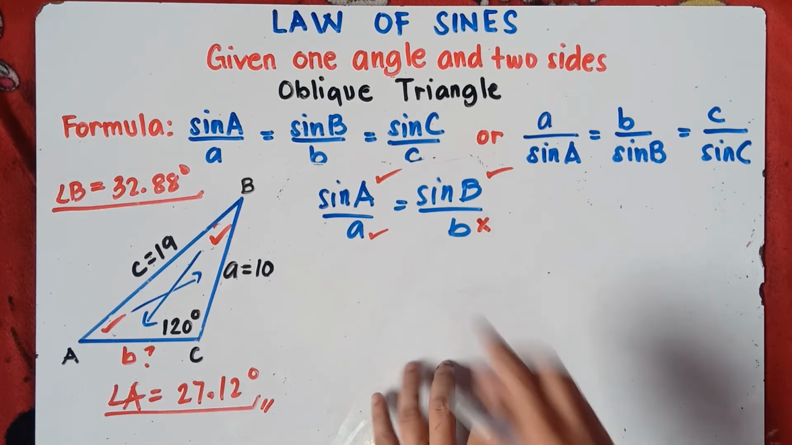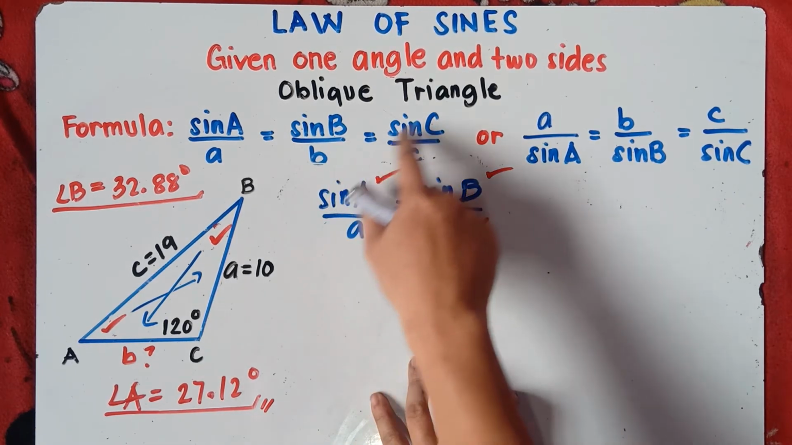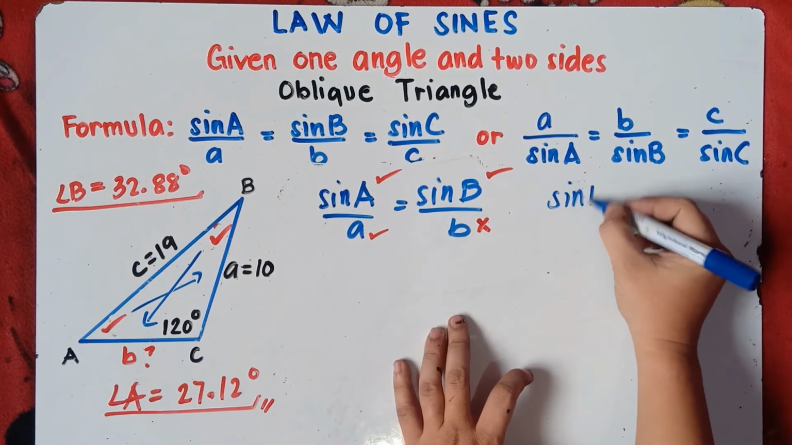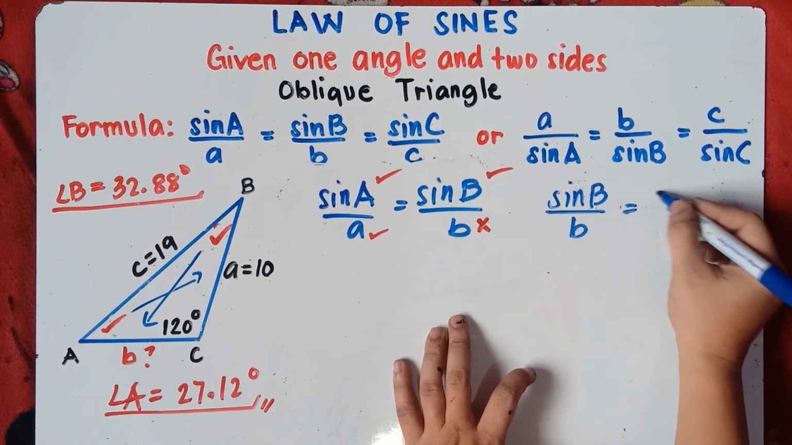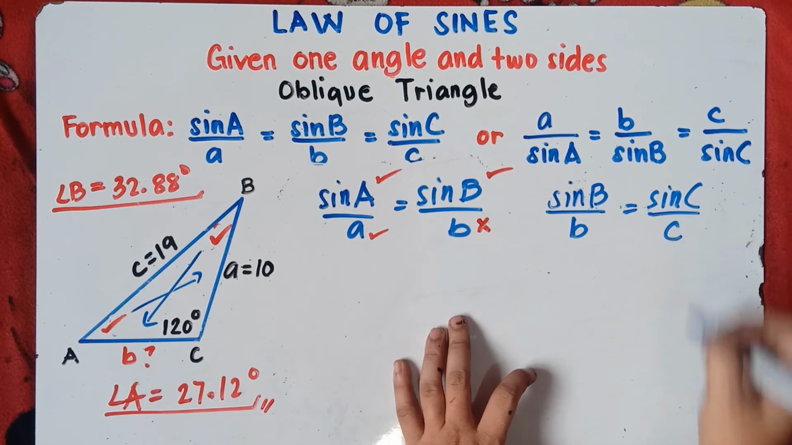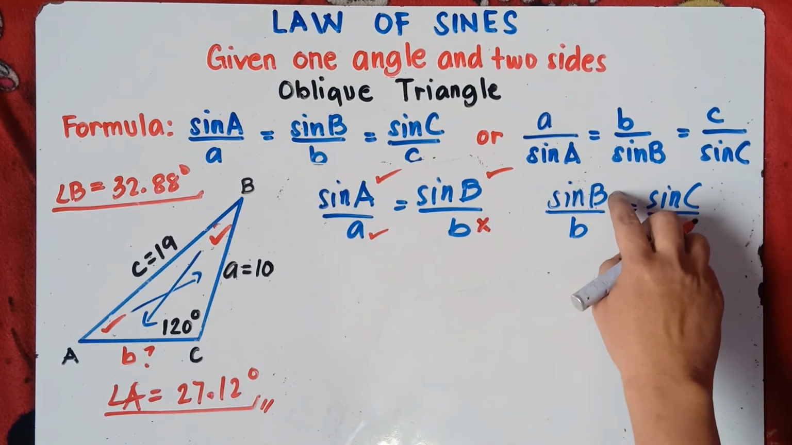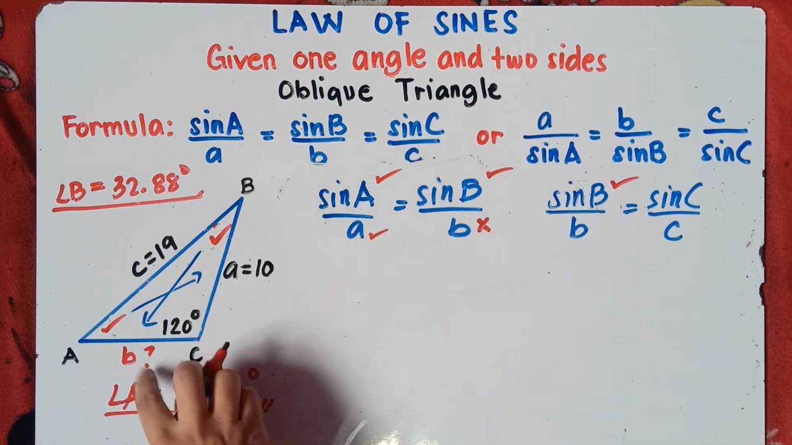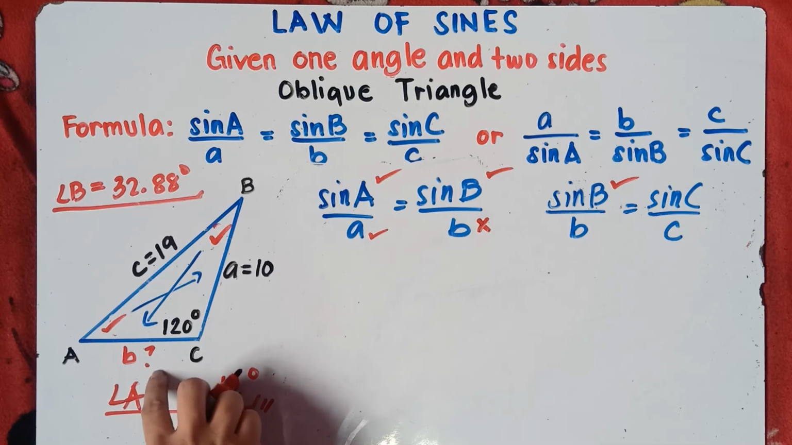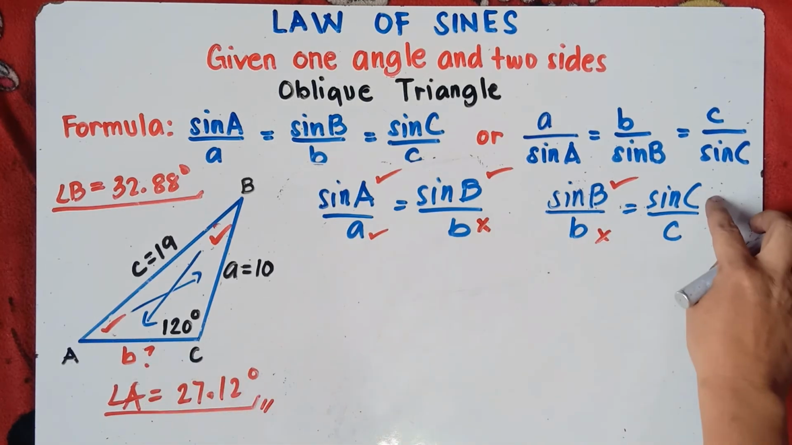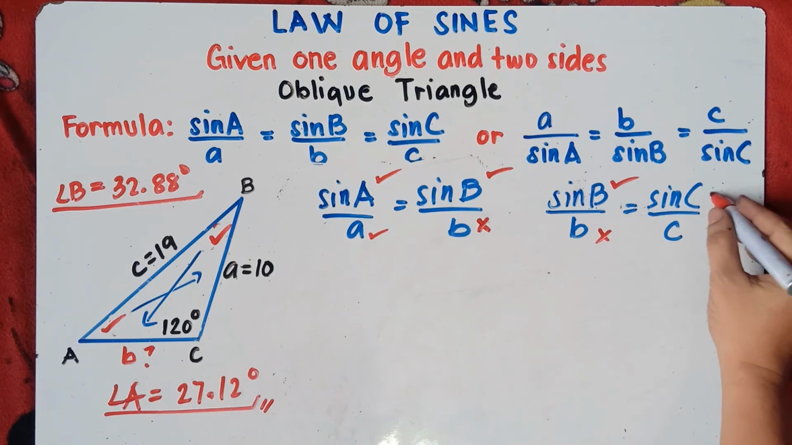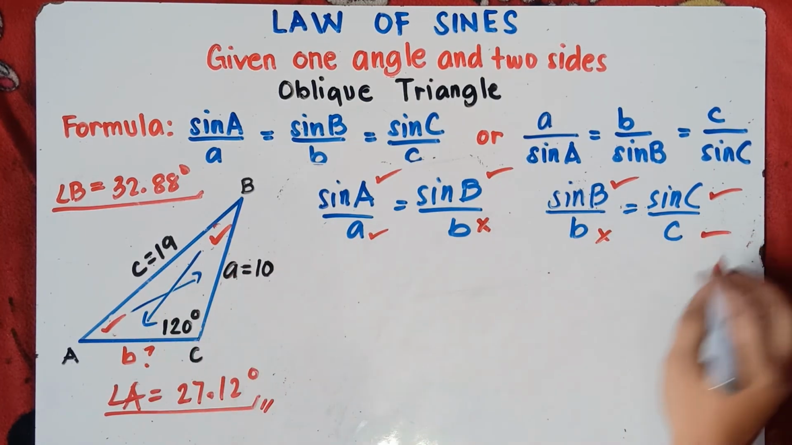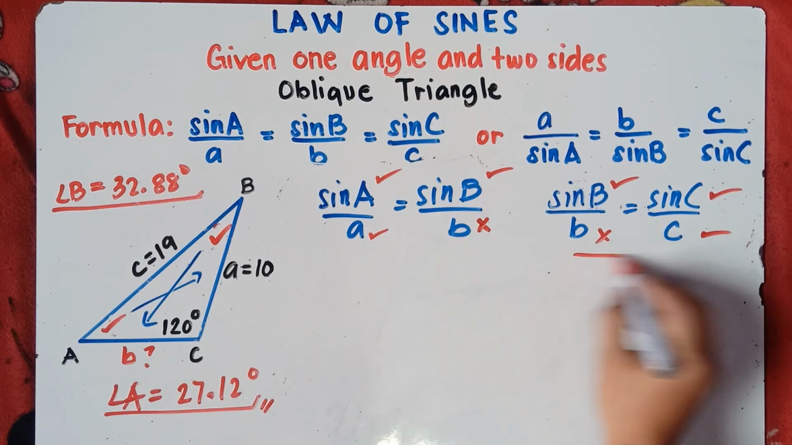Let's check, class, if we can use this other one. Sine B over B equals sine C over C. Do we have angle B? Yep, we have angle B, 32.88. Do we have side B? Nope, that's the thing that we're told to find. Do we have angle C? Yep, angle C, 120 degrees. Do we have side C? Yep, side C is 19. We only have one unknown, therefore we can also use this one.